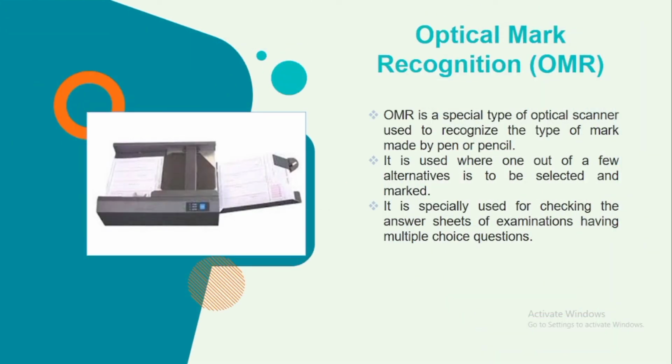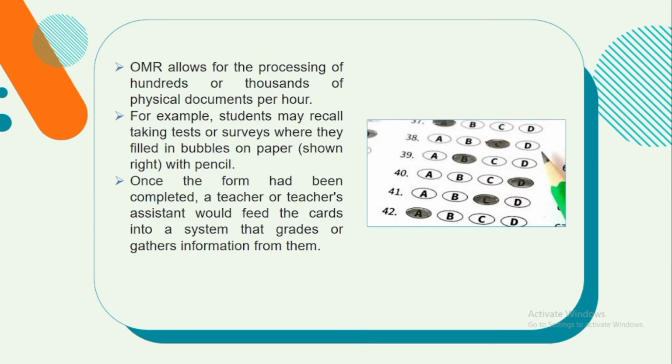Optical mark recognition (OMR). OMR is a special type of optical scanner used to recognize the type of mark made by pen or pencil. It is used where one out of a few alternatives is to be selected and marked. It is specially used for checking the answer sheets of examinations having multiple choice questions. OMR allows for the processing of hundreds of thousands of physical documents per hour.